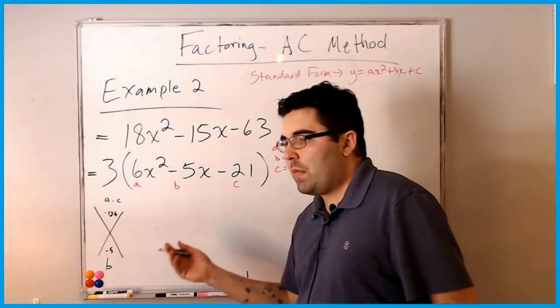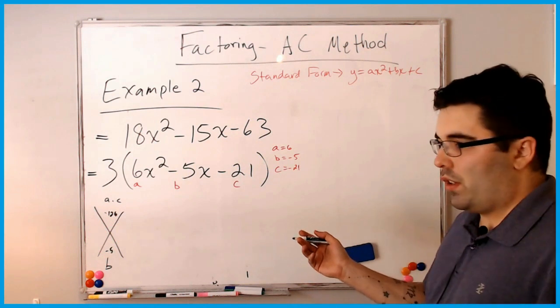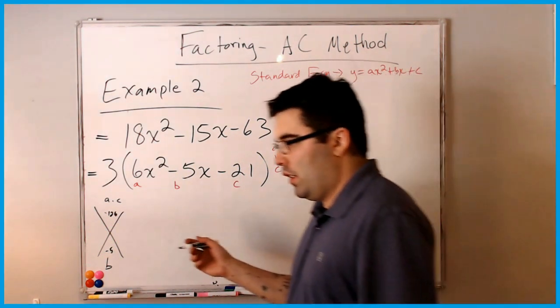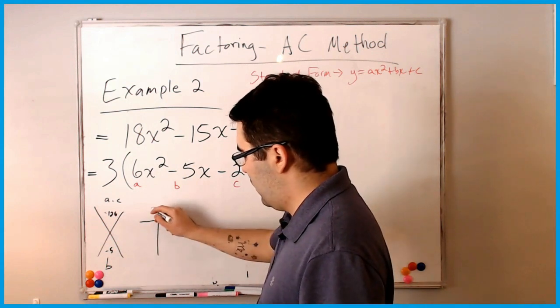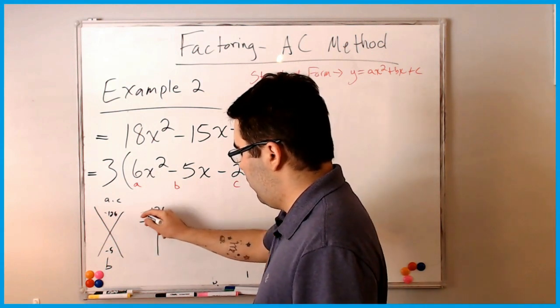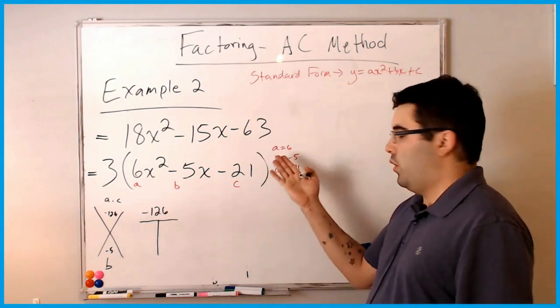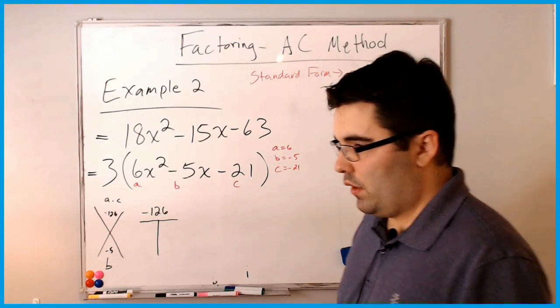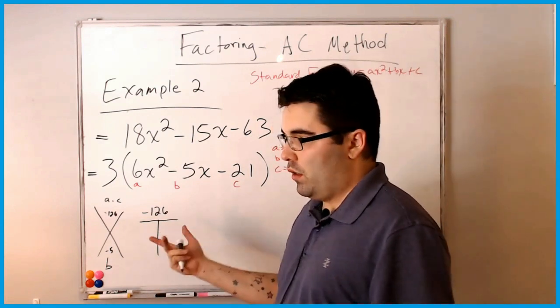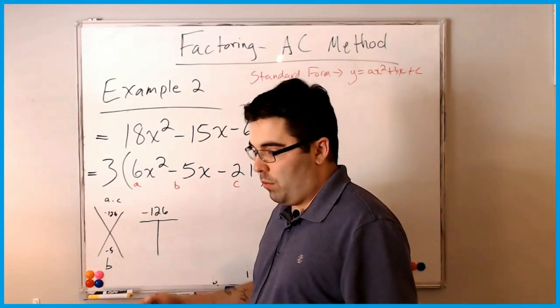And as far as there being a shortcut, there really isn't. If anything, this is the long part. And sometimes it's long, sometimes it's not. It just depends on what product you get when you do A times C. This is negative 126. It's a bigger number, so it's going to have more factors. I don't know how long it'll be before we find the 2 factors that add to give me negative 5, but we're going to do it.